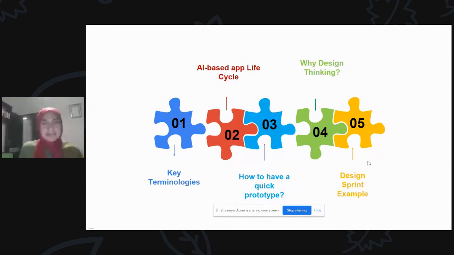Okay. I will just repeat what I have mentioned about our agenda today. As I mentioned, I will talk about the key terminologies, what is AI application, life cycle, how to have a quick prototype using design thinking, why we need design thinking actually, and I will give you like a design sprint plan.